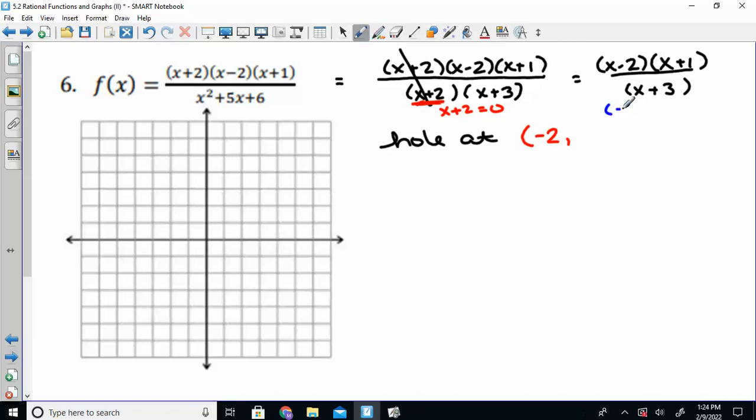So -2 minus 2 is -4. -2 plus 1 is -1. -2 plus 3 is 1. So -4 times -1 divided by 1 is just 4. So that means at (-2, 4), we have an open circle on our graph.